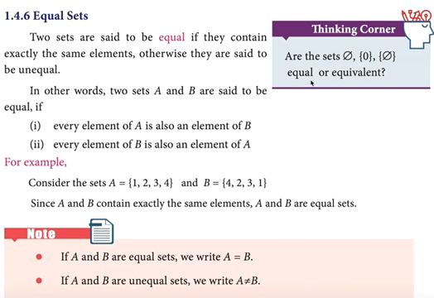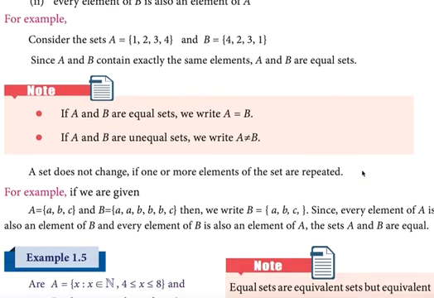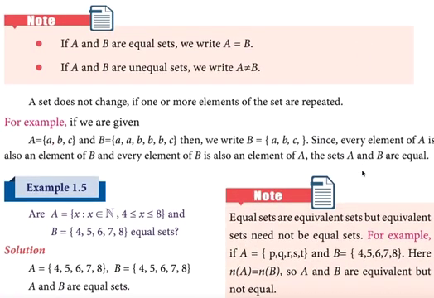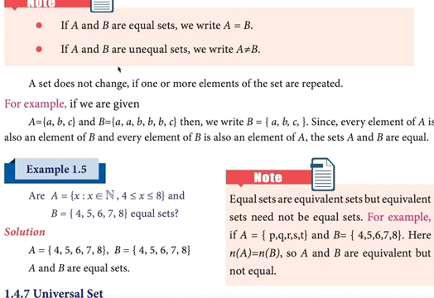What about the sets {0} and {5}? Are they equal or equivalent? They are not equal, right? 0 is an element here, while the other set has 5 as an element. That is how you have to understand it. Note, if A and B are equal sets, we write A = B. If A and B are unequal sets, we write A ≠ B.